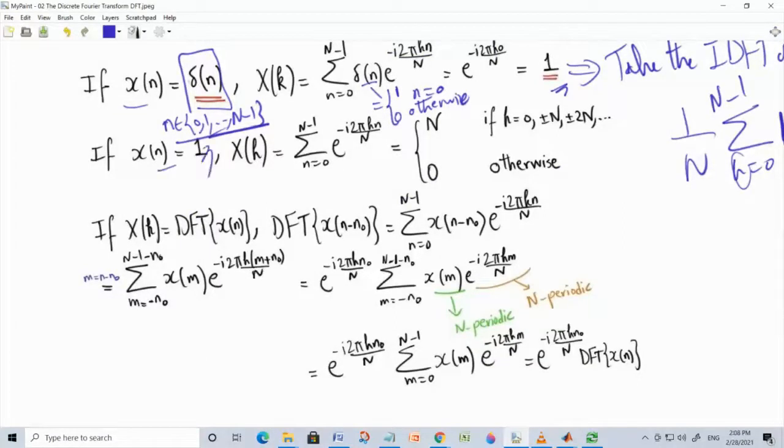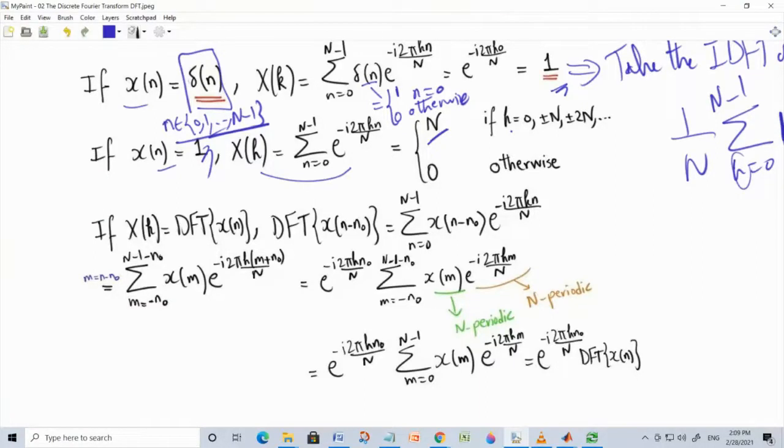What if x of n is equal to a constant 1? Again, you apply this summation over k. This is x of n. So you do the DFT, and if your signal is 1, if all the N samples are equal to 1, then the DFT will be N if k is equal to 0 or an integer multiple of N, and 0 otherwise.